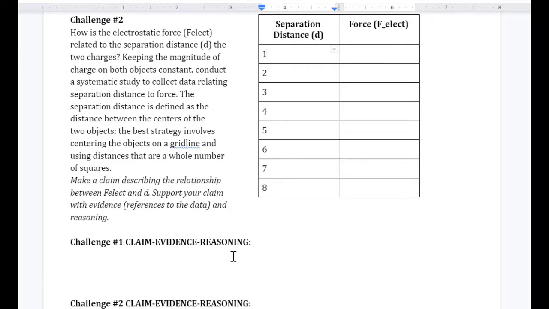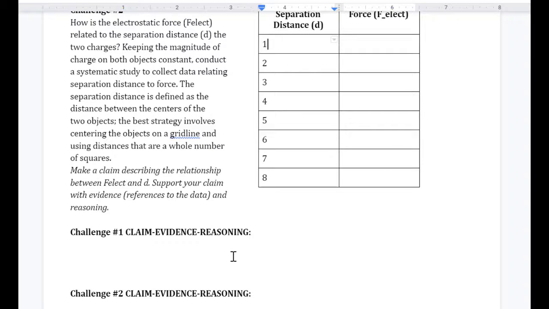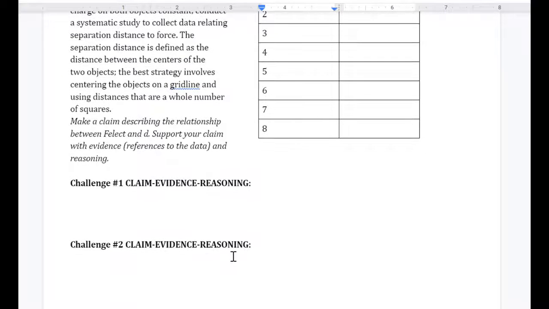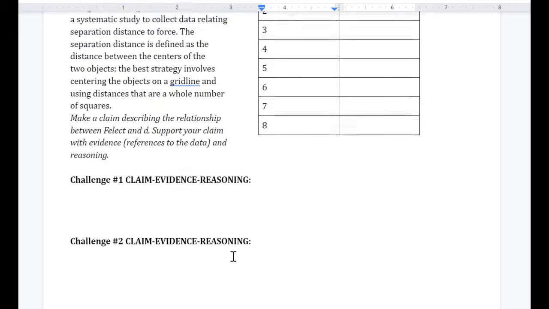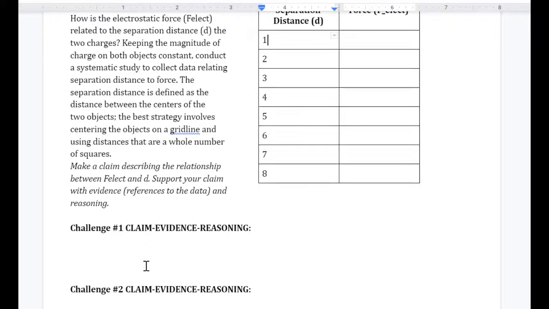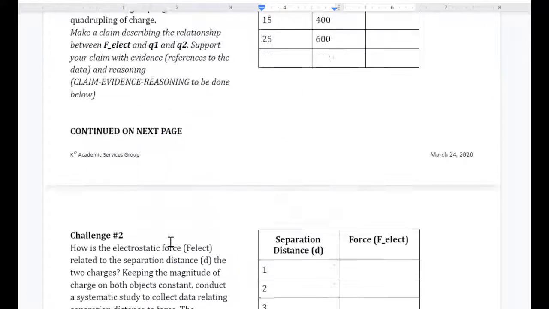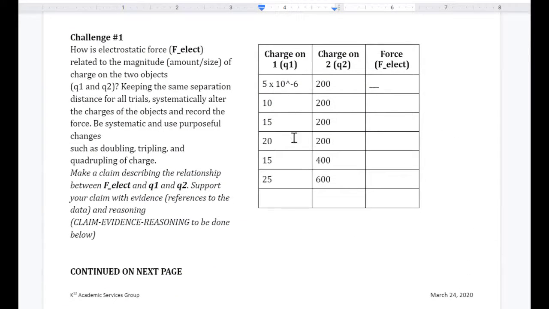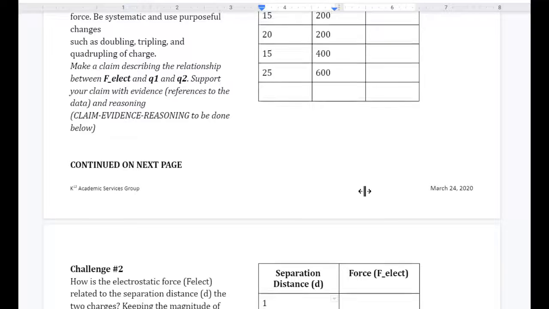Next week, we're going to get into this. So this is an introduction. And next week, we're really going to be getting into Coulomb's law. So do your best with claim, evidence, reasoning. You're going to write out each part of this for each challenge. So claim, how does changing the charge affect the force? Here's your evidence and your reasoning. Be specific, like if I double the charges, what happens to the force? If I triple them, what happens to the force?